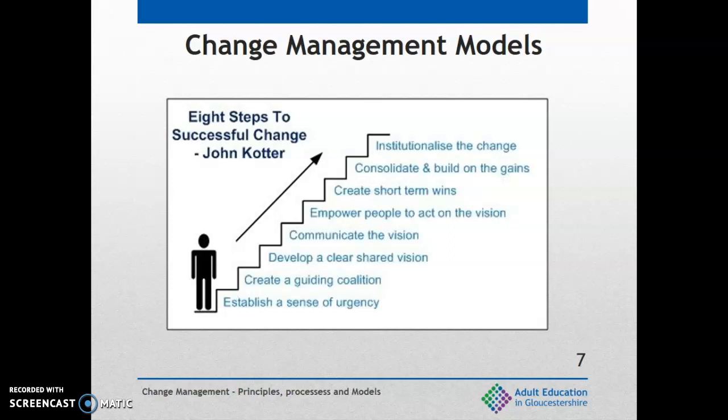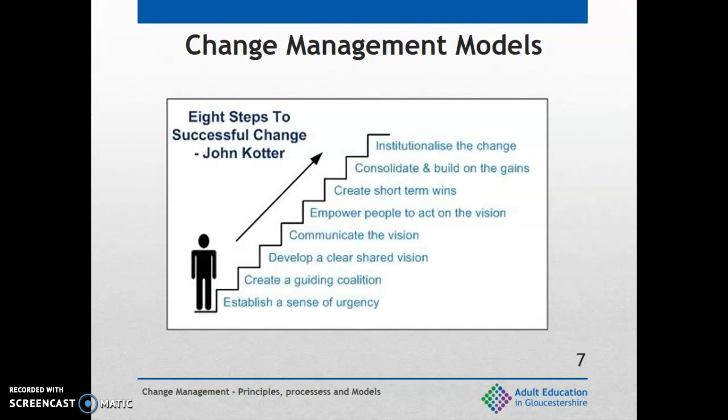Very simply, you walk up the steps, you establish a sense of urgency on that particular change. As a leader, you will guide and support your people through it, developing a shared, clear vision. Communicating the vision, you may talk upwards as well as downwards to your team, but you're empowering people to act and walk through this particular journey with you. You create short-term wins, so you set your SMART objectives, consolidate and build on those small gains. Then you institutionalize the change. You make that change happen.